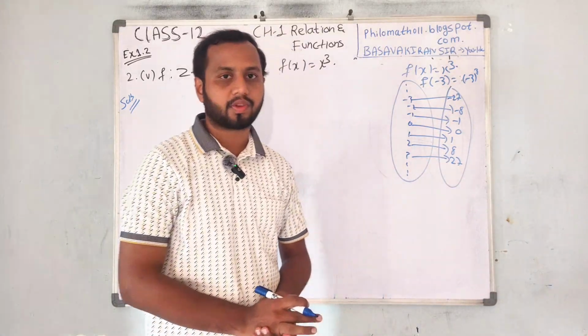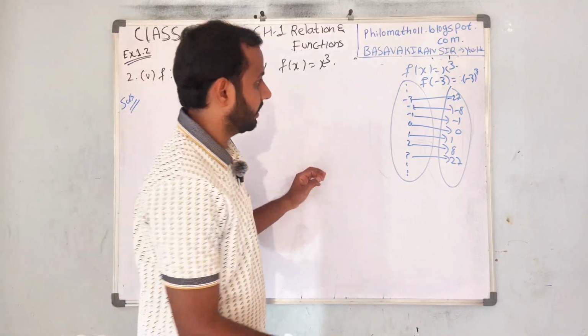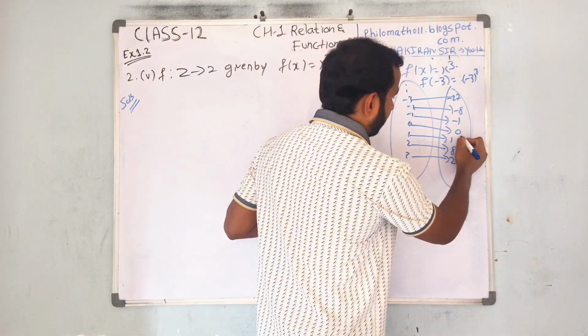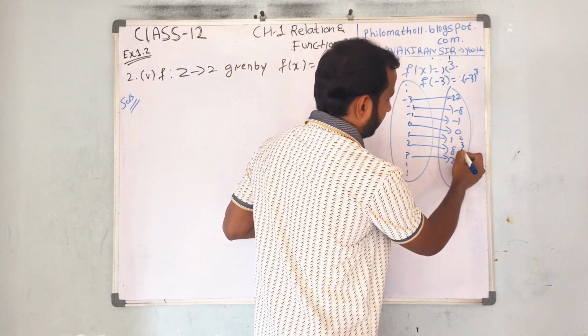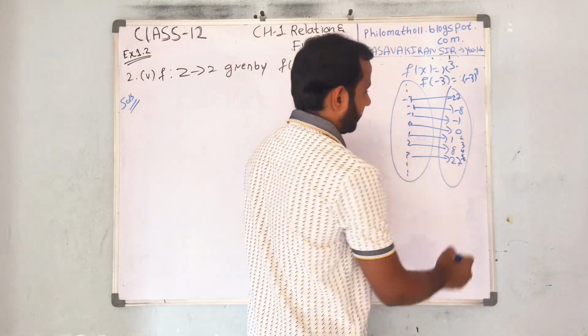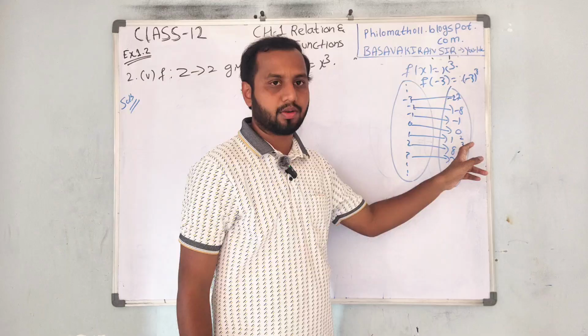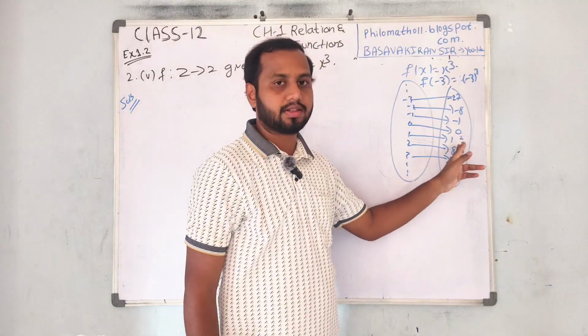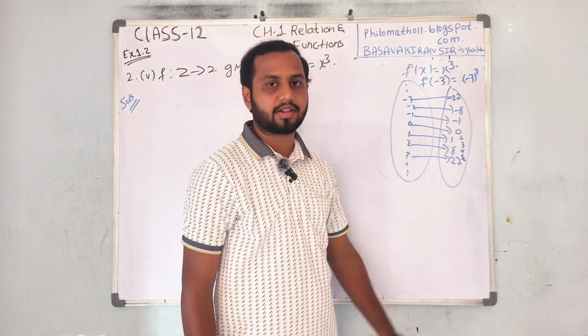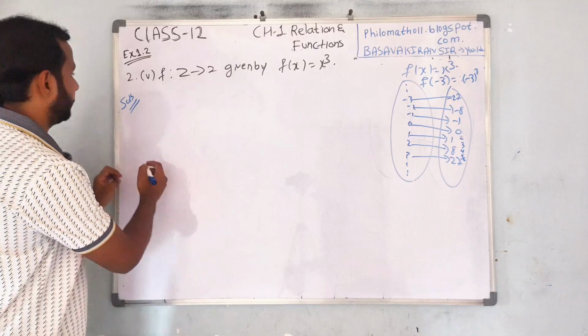What about onto? Is it onto? Now 0, what about 2, 3, 4, 5, 6? These numbers are left empty. Do these numbers have any preimage? No. So I can say these numbers, these images, do not have their preimage, then the function is not an onto function.